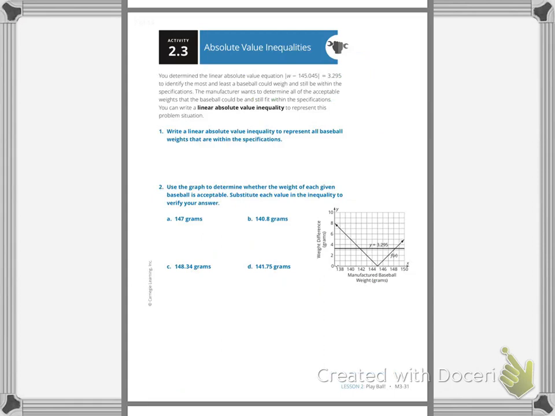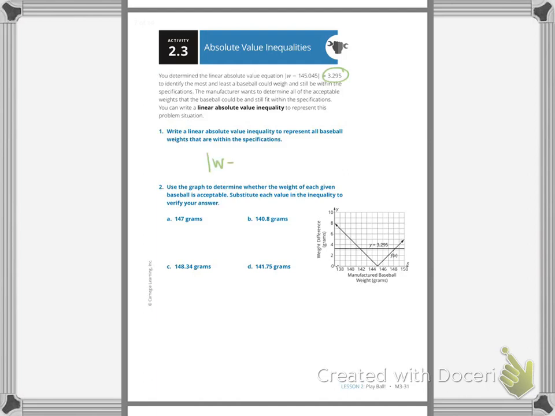Okay, so you determined the linear absolute value equation from before to identify the most and least a baseball could weigh and still be within the specifications. The manufacturer wants to determine all of the acceptable weights that the baseball could be and still fit within the specifications. You can write a linear absolute value inequality to represent this problem situation. Okay, so it says, write a linear absolute value inequality to represent all baseball weights that are within the specification. So I know it has to be less than or equal to that 3.295.